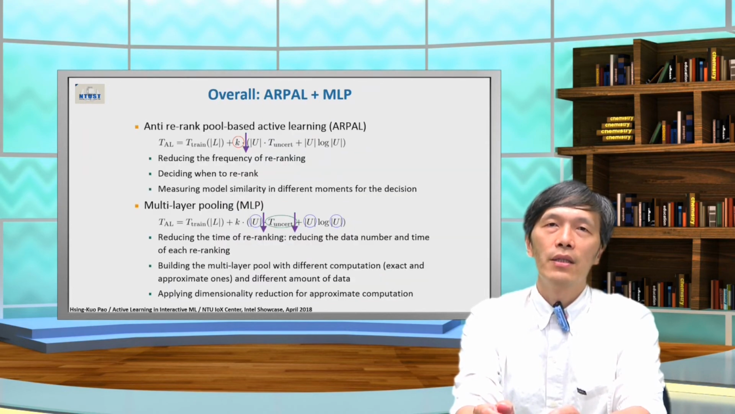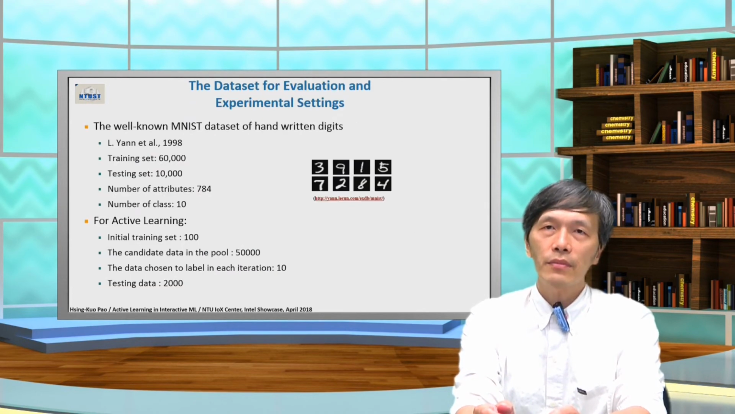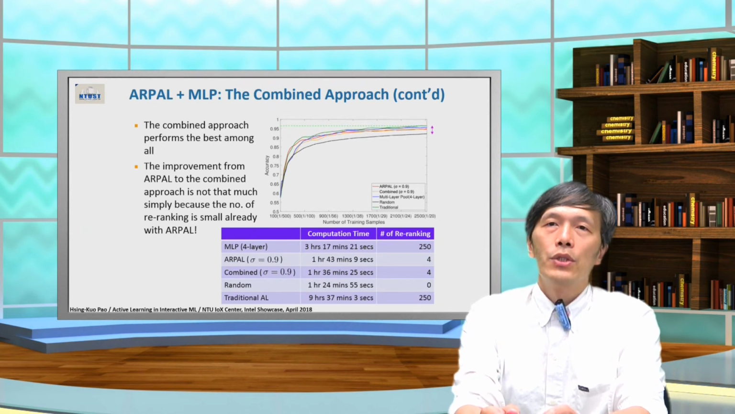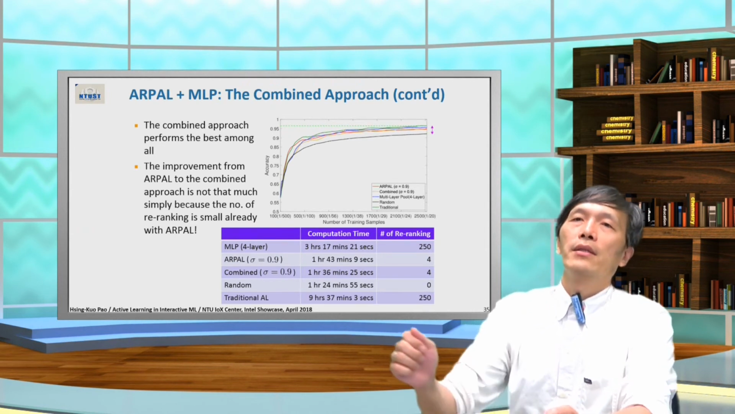Maybe let's just move on to talk about the evaluation. So we have the data that we call the MNIST data. It's a well-known data set that consists of digit recognition. Okay, so the result is like this.